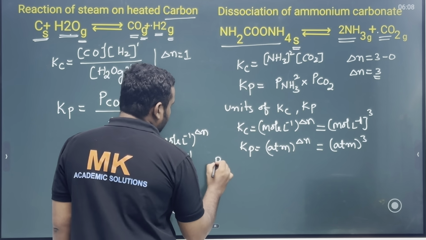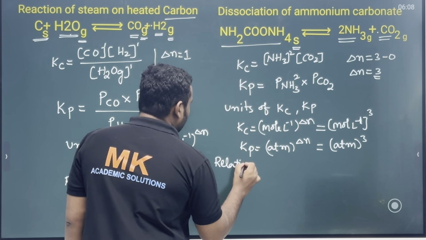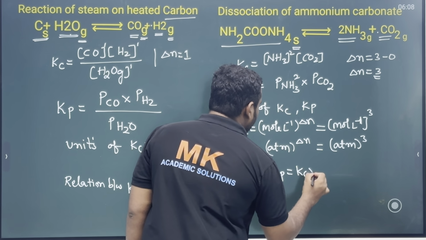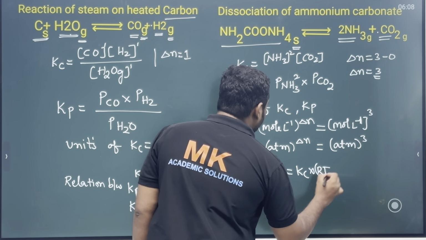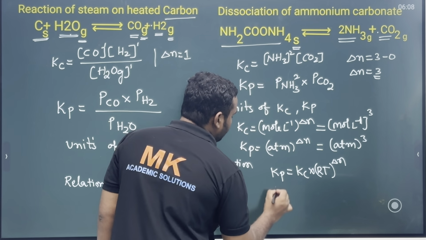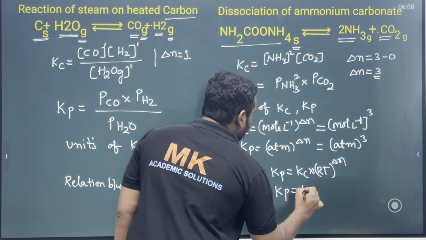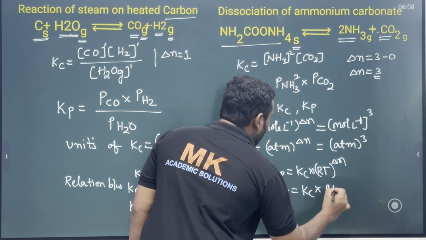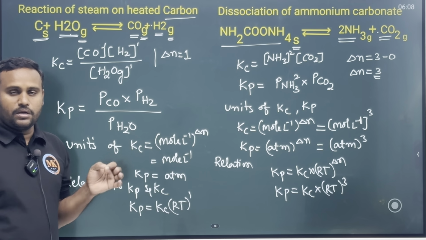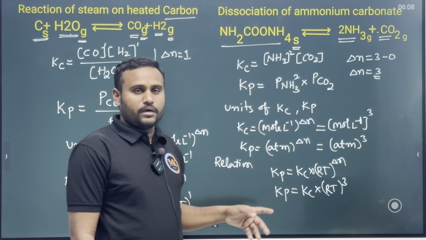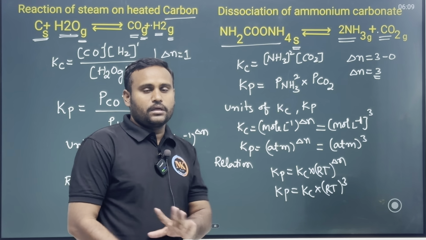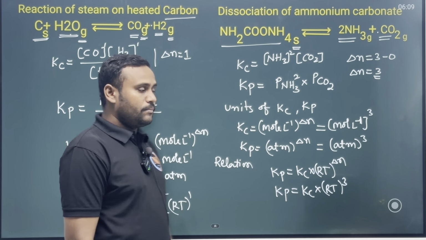Relation, we will see the relation we know. Kp is equal to Kc into RT to the power delta n. So here what is the delta n value? Delta n is 3, therefore Kp is equal to Kc into RT to the power 3. Okay, this is about the expression of equilibrium constant Kc and Kp, units of Kc and Kp, and the relation between Kc and Kp for some reactions.